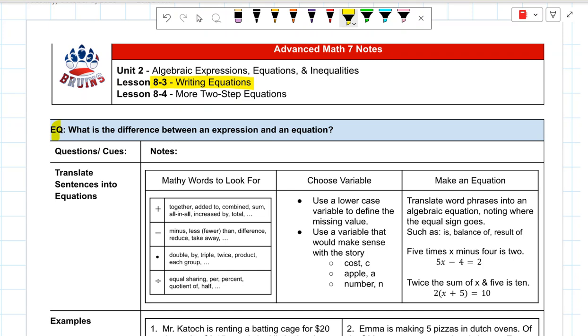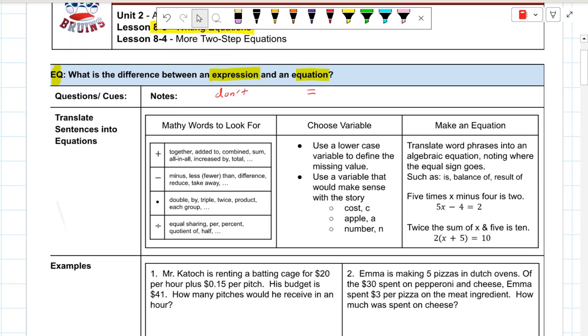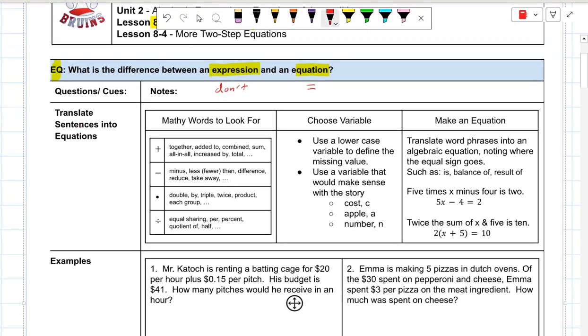What is the essential question? What is the difference between an expression and an equation? And that answer is equations have equal signs and expressions don't. All right. Now, we're learning how to translate sentences into equations.